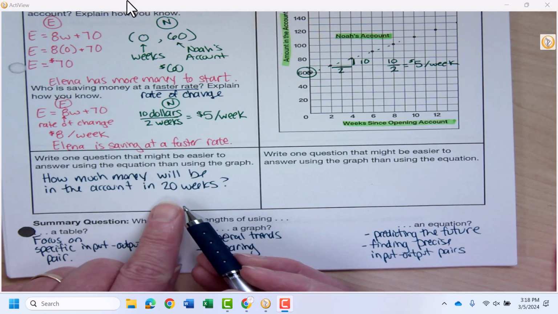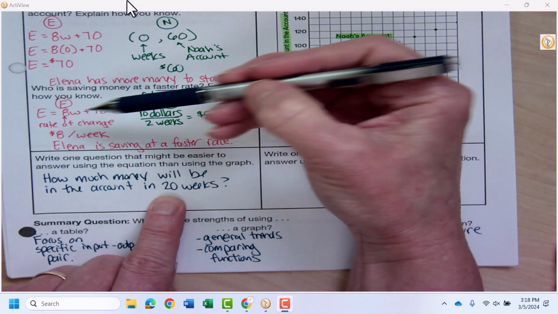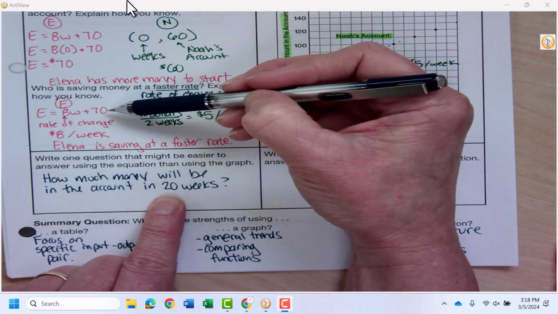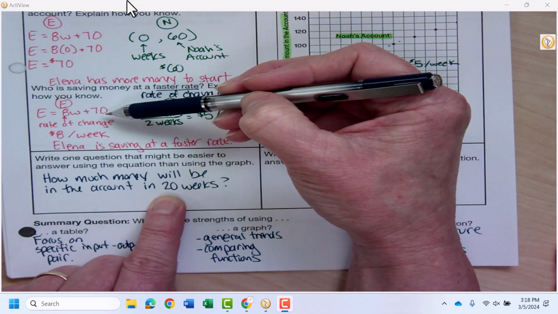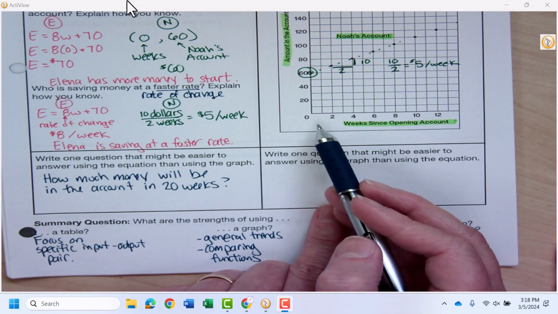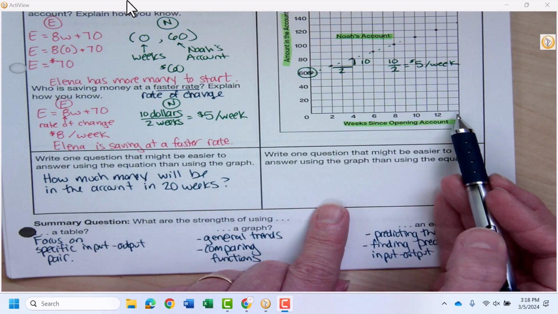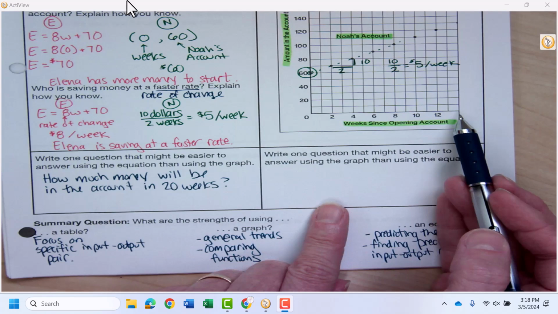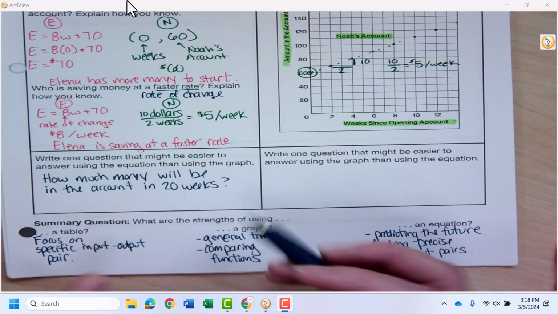Well, I could answer that by just substituting 20 in for the weeks in this equation. That wouldn't be any trouble at all. But for the graph, if I wanted to go out 20 weeks, I'm kind of in a pickle here because it looks like it only goes to about 14. So this is helpful with an equation.